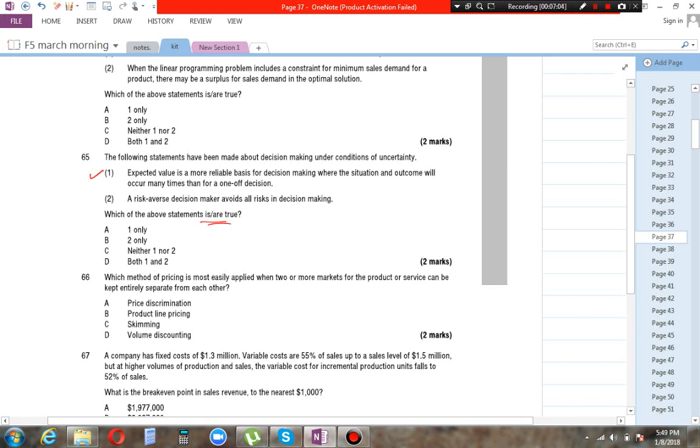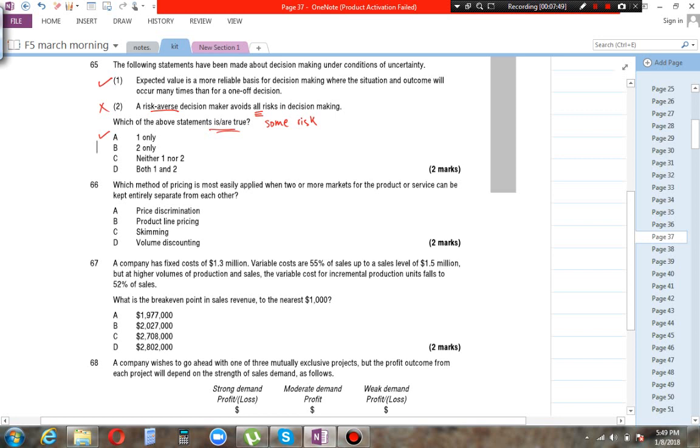Then the second statement, a risk-averse decision maker avoids all risk in decision making. Well, risk-averse people will want to take less risk, but they have to take some risk, right? So we won't say all risk, it should actually be less risk. Or we can say that a risk-averse decision maker avoids some risk in decision making. So the second statement is wrong. So only one is the answer. So A is the right answer.